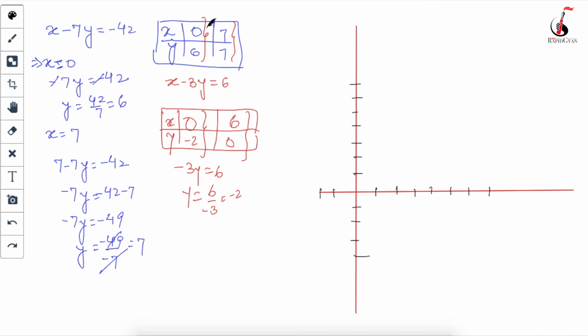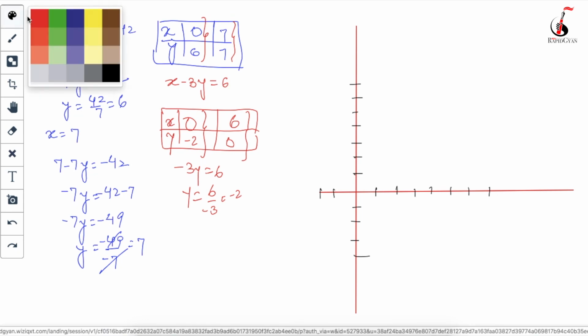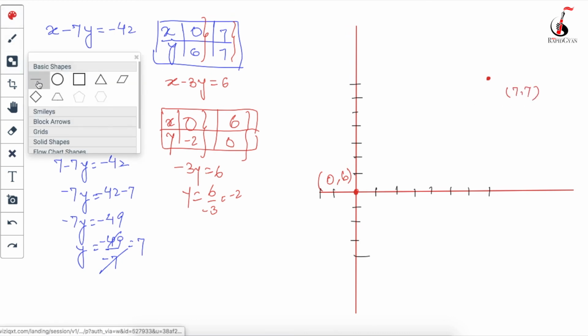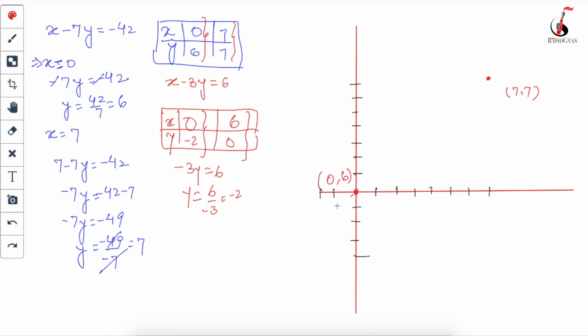First I'm going to represent 0 comma 6. This value is your 0 comma 6, correct? I will write it over here. This is 0 comma 6. Next one is your 7 comma 7, which will be somewhere here. This is your 7 comma 7. What you will have to do now is draw the line. Let me draw that line. So this is that line.